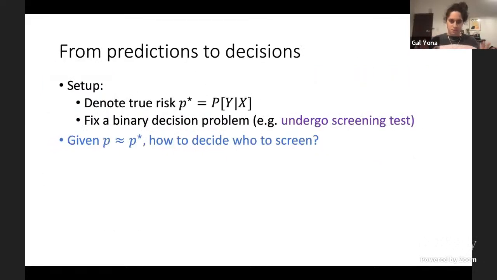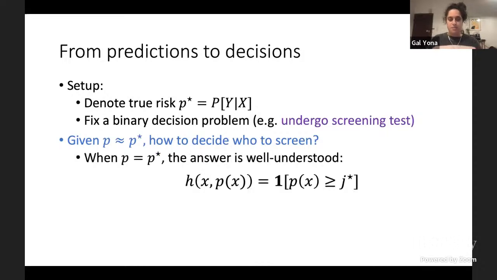Just to have this setup in mind, some of this notation came up also in Guy's talk. I'm going to use P star to denote the Bayes optimal predictor, or in this case, the true probability of some binary outcome Y conditioned on the features X. For now, just think of one of these binary problems, for example, whether to have the individual undergo some kind of screening test. This raises a simple problem: given that I have a predictor P, which is some estimate of P star, how do I then use P to decide which individuals to screen?